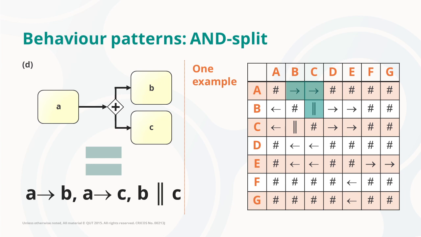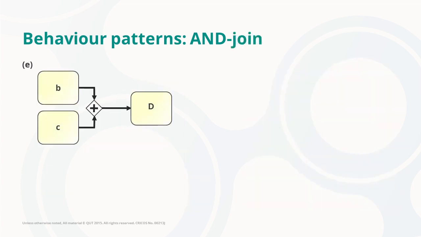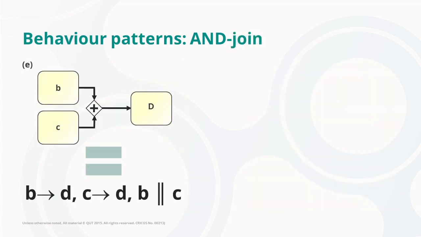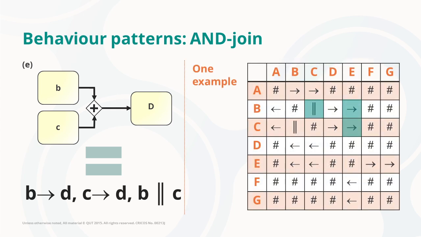So now let's have a look, finally, how this works with the AND join. We have two activities, B and C, and they would both causally lead towards another activity, let's call it D. Now we would have a pattern that this is an AND join if B and C would be concurrent to one another, and they both lead to activity D. Also for this, we have an example here in our matrix.